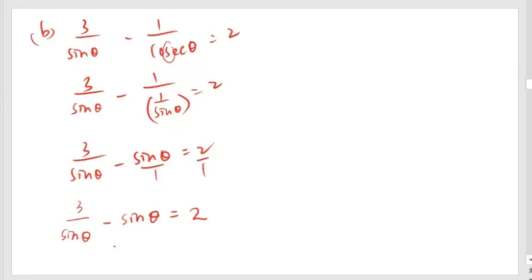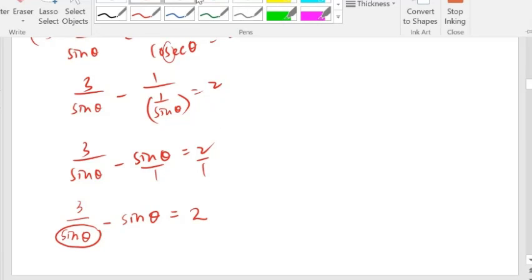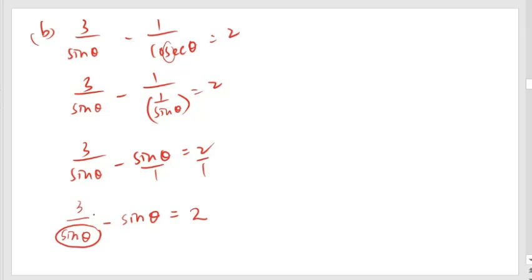In this condition, we don't allow the sine at the denominator place, so we need to do something. How are you going to do this? We have to use multiplication. Multiply by sine theta for each term, so that it will become 1. From here you get 3 minus sine theta multiplied with sine theta equal to what?